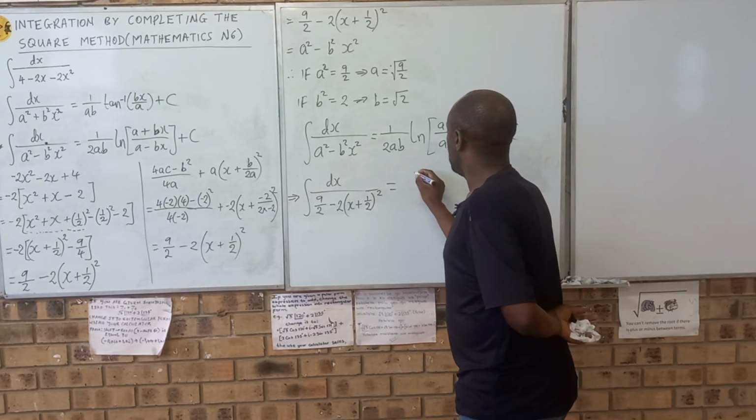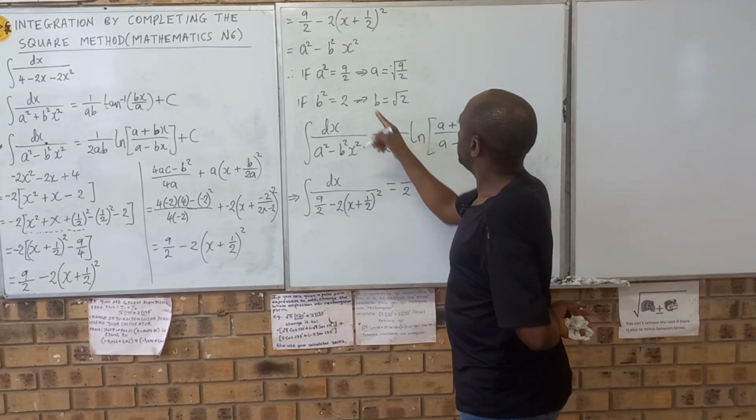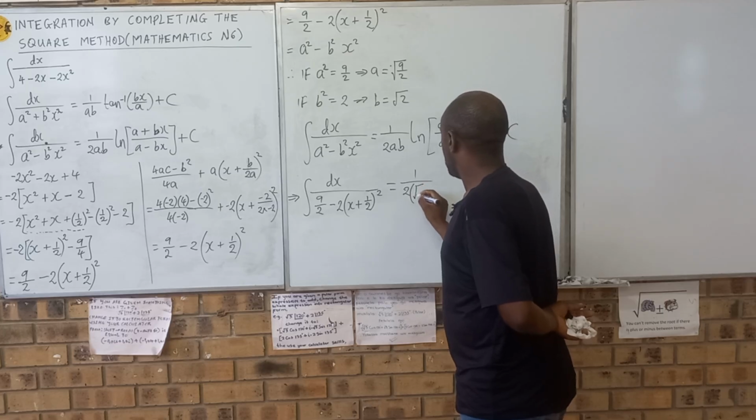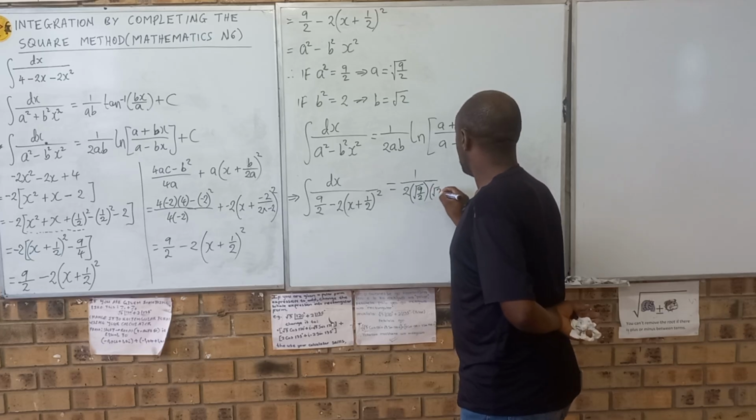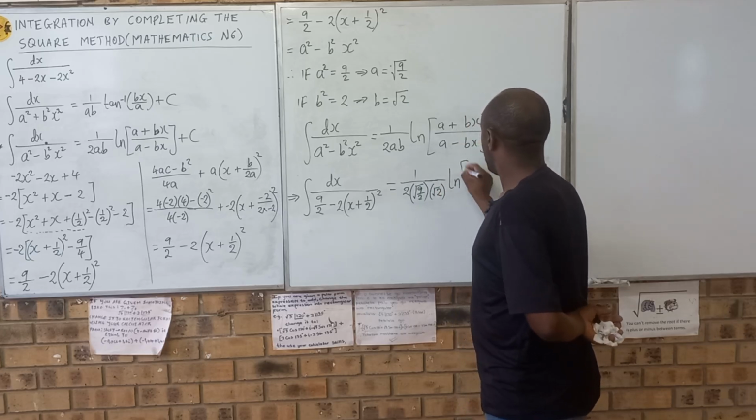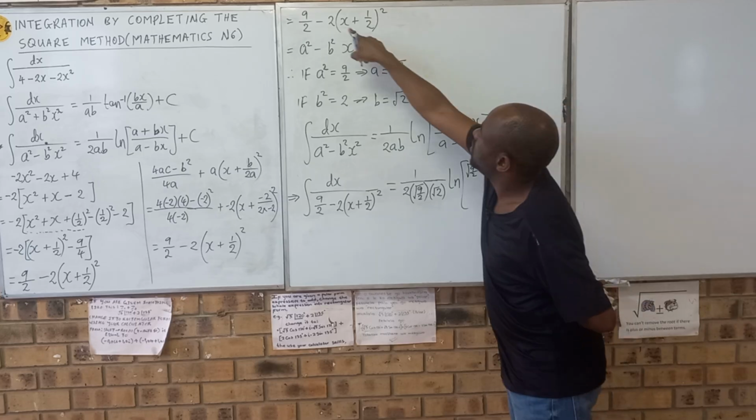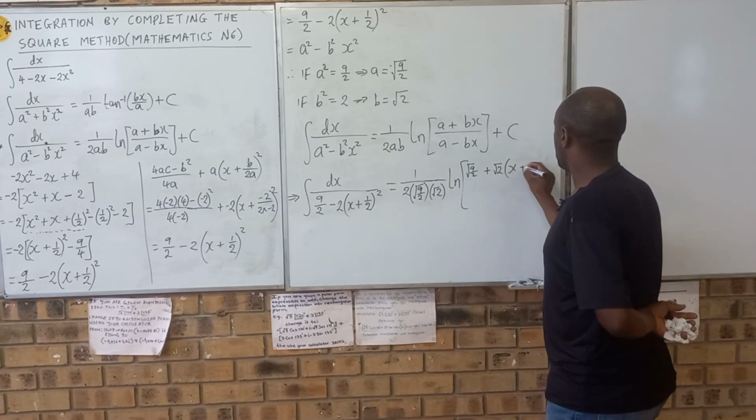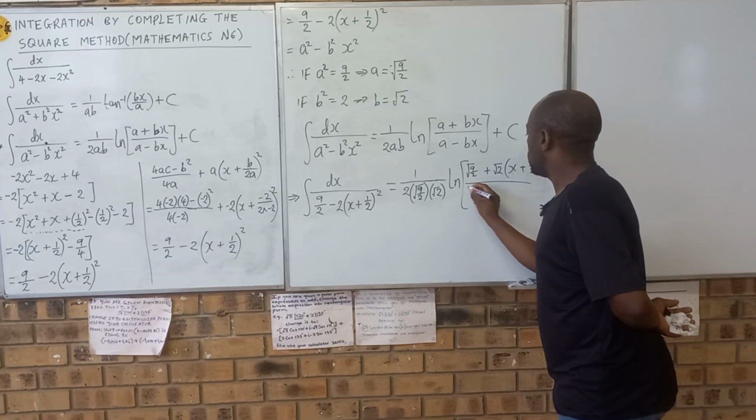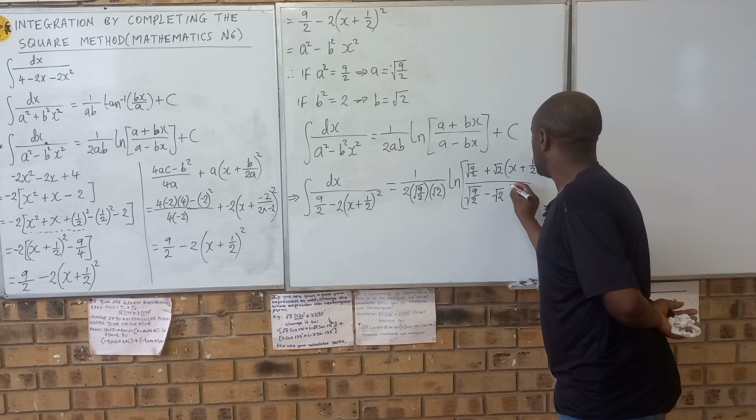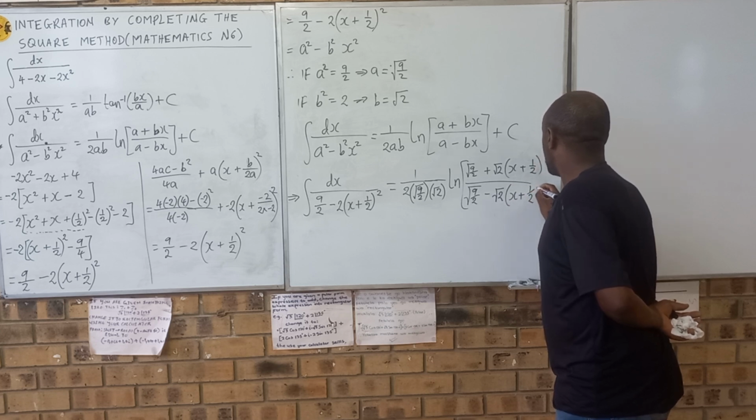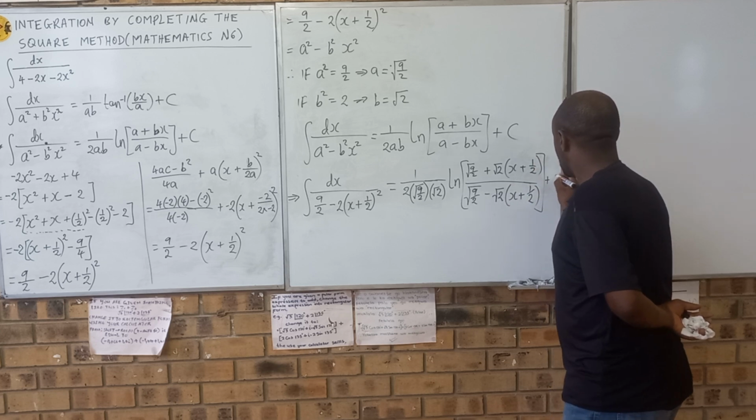So let me go to the right. I need a 1 over 2a. A, you are the square root of 9 over 2. Then b, you are 2. Then take the log of a, which is the square root of 9 over 2, plus b, which is 2. Every x must be replaced by x plus 1 over 2, divided by a again, which is the square root of 9 over 2, minus b, which is 2. x is x plus 1 over 2. Then close the big bracket, plus c.